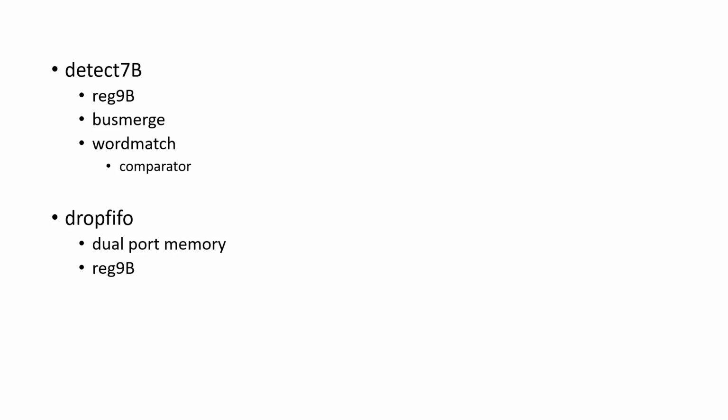The detect 7B is further comprised of H9B, bus merge, and word match. Word match comprises a comparator, while drop 54 contains a dual port memory and H9B. Each of these modules and their functions will be explained further in this presentation.